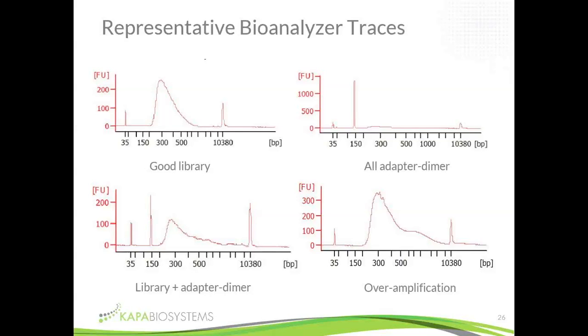I have also shown 3 examples of what we would consider a not-so-great library. This first bad library contains all adapter dimer with very minimal library. Adapter dimers are the result of 2 adapters ligating together without any insert. This species runs at about 140 base pairs on a high-sensitivity bioanalyzer chip. The second bad library contains library, however, there is still a substantial amount of adapter dimer present.